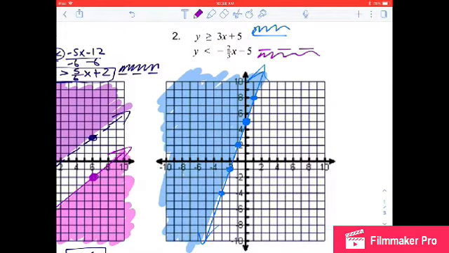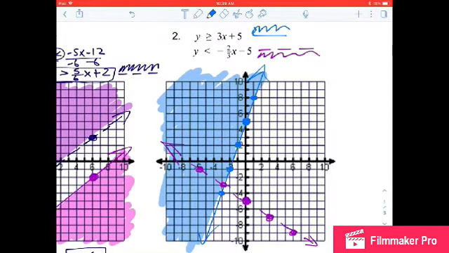So -5 is right here. And then I'm going to go down 2, right 3. Down 2, right 3. Or up 2, left 3. Up 2, left 3. Like that. And so there's my line. I'm ready to go dotted line through those points.